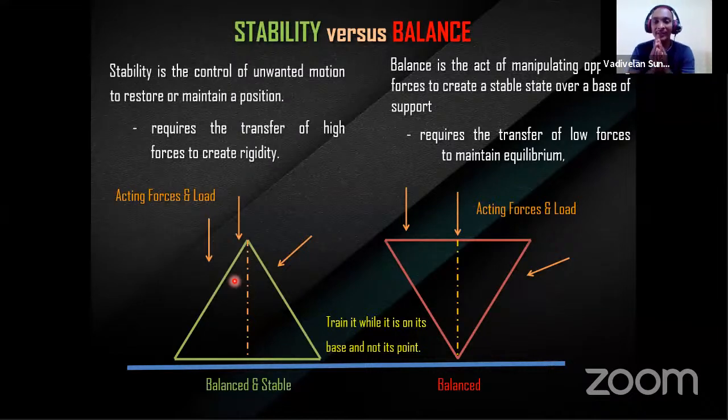Here I have given two triangles. One triangle is kept on its base, and the red one is kept on its tip. Think of this as the athlete. Many forces are acting over the athlete. So which triangle would be more stable?